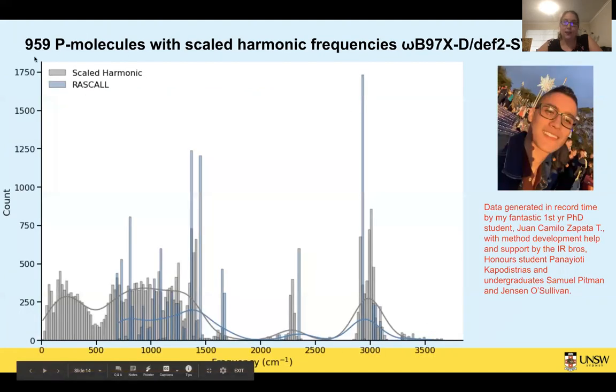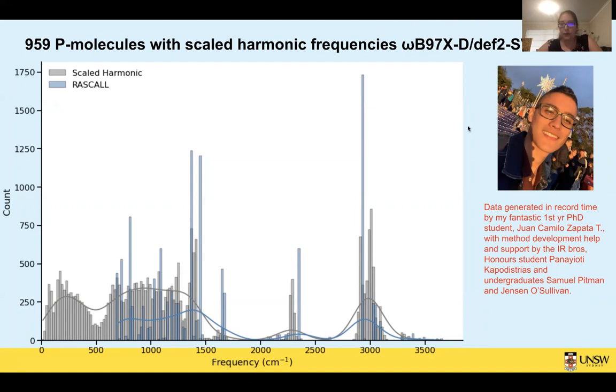Okay, so the first thing we did was 959 P molecules with scaled harmonic frequencies using this quantum chemistry model. Basically, this is a black box method of quantum chemistry. It's normally pretty good. It will fail at times and we don't know when, but we just deal with it.